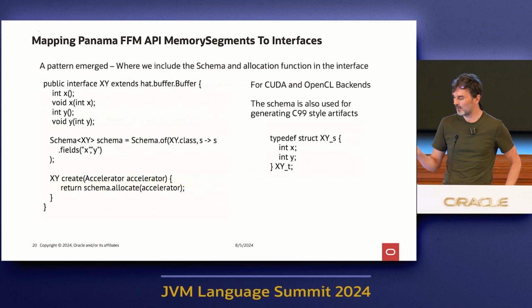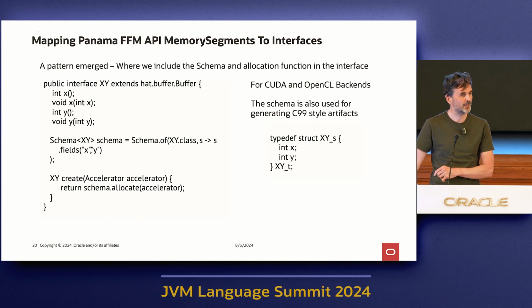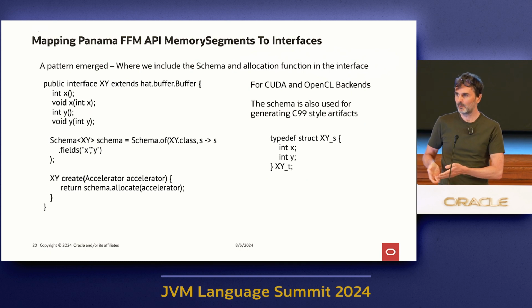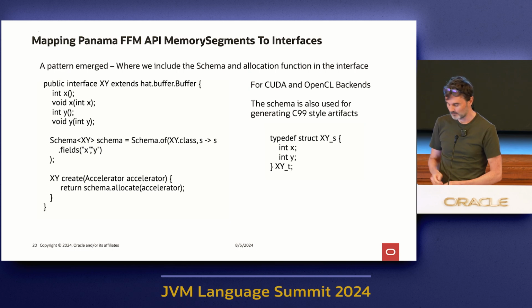So if you want to generate C99 source, that's what you would use a schema for: to generate structs. If you're going to generate SPIR-V or PTX, what the schema will give you is a way to generate pointer arithmetic instead. So we can use the schema to do the additions to the pointers to get to the right members of the struct.